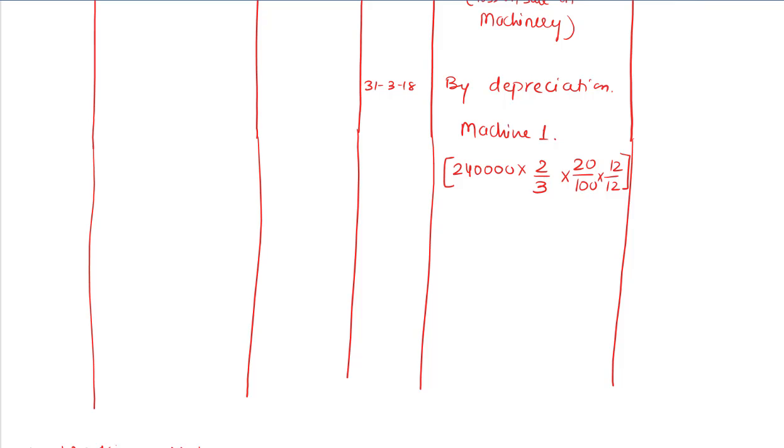So 2,40,000 multiplied by 2 by 3, two third remaining, multiplied by 20% for the whole year, 12 by 12. For machine 1 the total is 32,000. Let's calculate on machine 2 now.